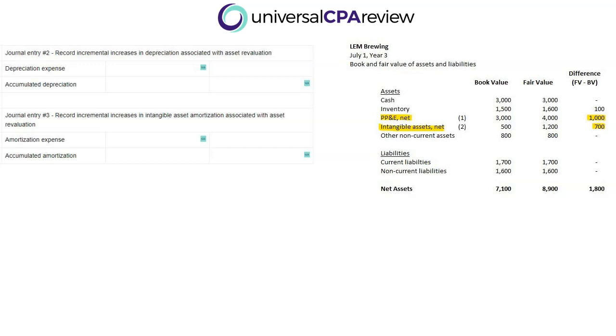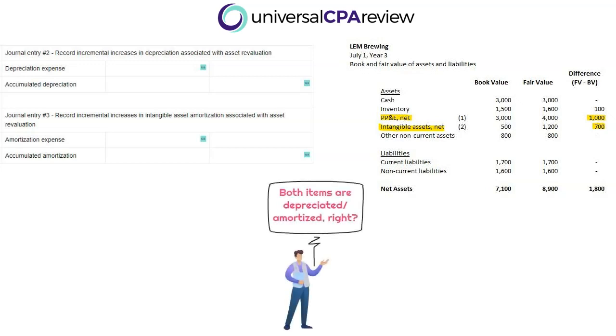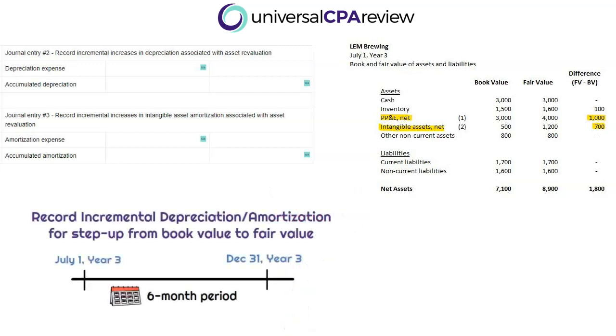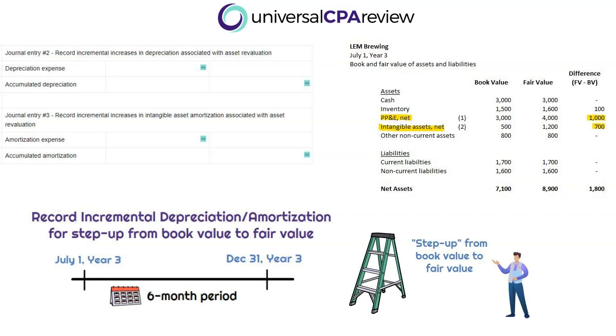And that was for PP&E and intangibles. Well, both of those items are either depreciated or amortized, right? And for the last 6 months, they would have been depreciating or amortizing based on the book value, but they should have used the fair value as the amount to determine the depreciation or amortization, right? And so what we need to do is figure out the incremental depreciation and amortization based on the useful life, the portion of the year, and that increase in fair value, right?